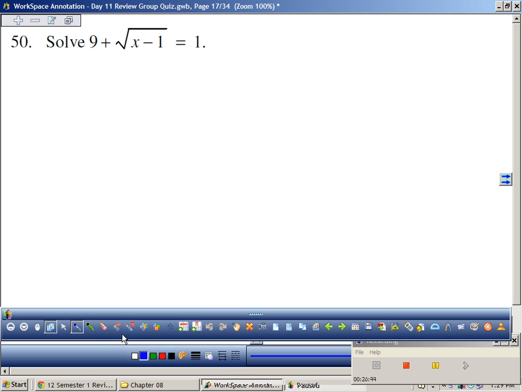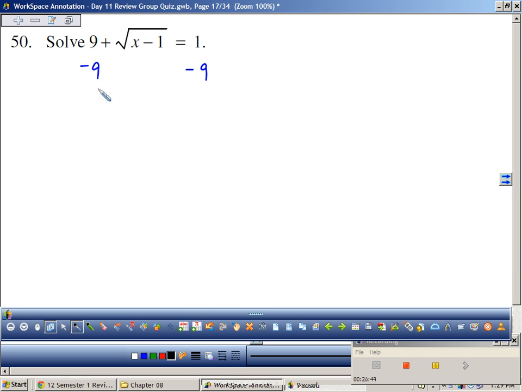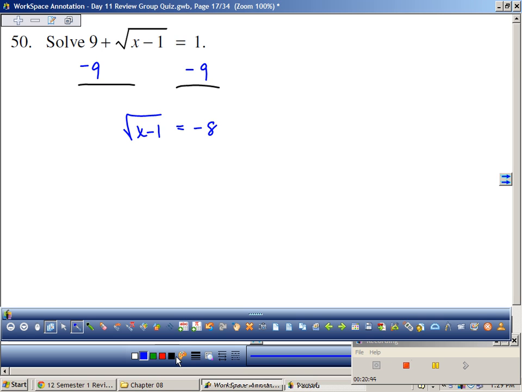How would I solve this one? Move the 9 first because I can't do anything until I move that 9. And then, okay, I'm going to change my color. Yes, Evan, then you square both sides. So I get radical x minus 1. Just try it. Radical x minus 1 equals negative 8.